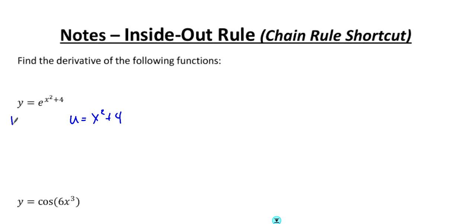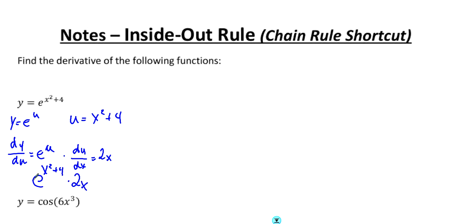4. And then we say y equals e to the u. And then we'd say dy over du is e to the u, and then du over dx is 2x. And then we multiply those two things, and we get e to the x squared plus 4 times 2x. And that's our derivative, doing it explicit chain rule style.